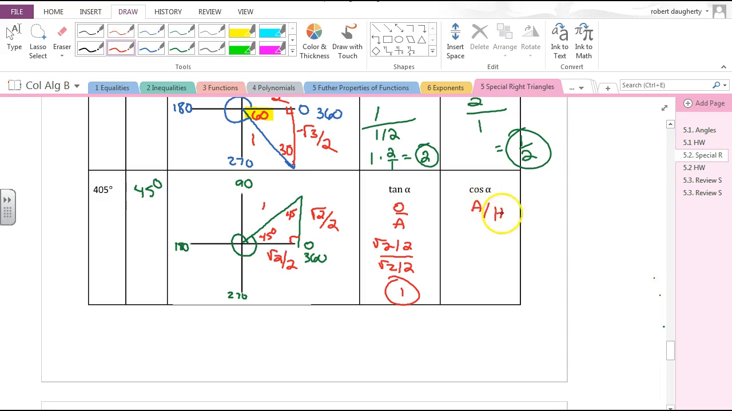What's the definition of cosine? Yeah, adjacent over hypotenuse. And so with this angle, what's the adjacent side? Square root of 2 over 2. It's the same as the opposite. You can see where you get in trouble if you've mixed it up. Sometimes one's positive, one's negative. But here the adjacent is square root of 2 over 2. So it's the square root of 2 over 2 divided by, what's the hypotenuse? 1. So this is just square root of 2 over 2. Okay?